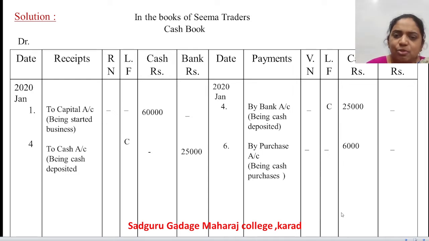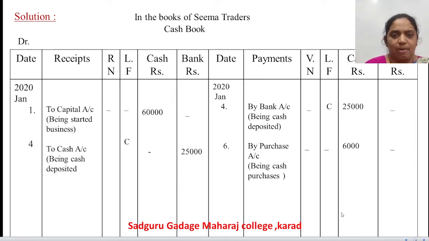Narration will be same as usual, being cash deposited. In the LF, you will write C, and in the cash column, you will write 25,000. This is your first contra entry in this problem. Okay, understood everyone? Whenever you deposit cash into the bank, the contra entry is bank account debit to cash account.